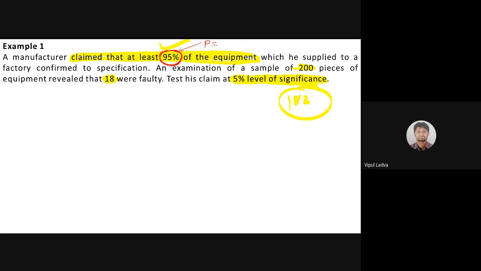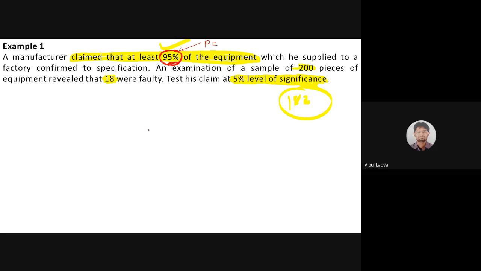Now, first of all, by observing this particular question, one must be clear about which parameter is provided. So here the proportion is provided. So we will go for the proportion test.